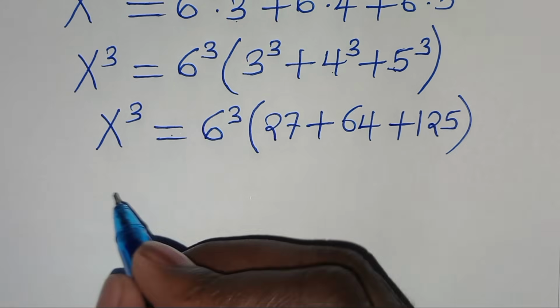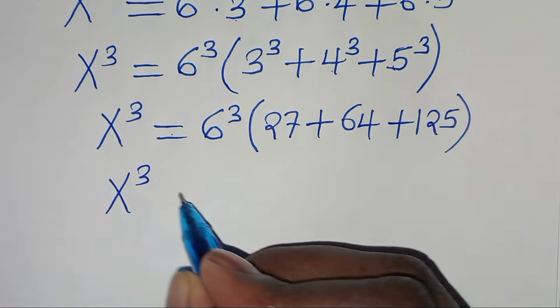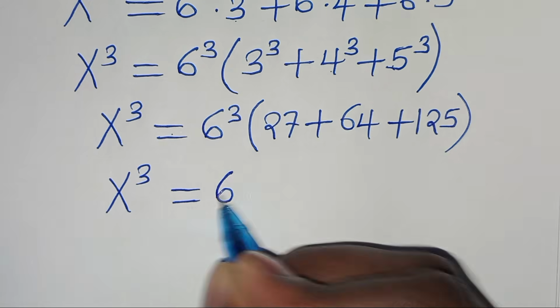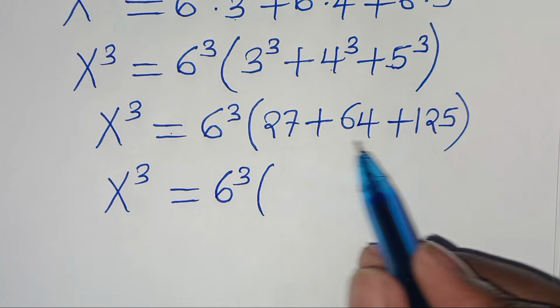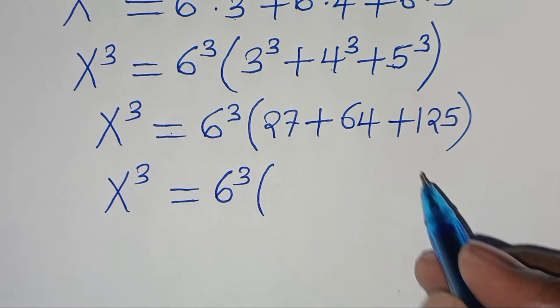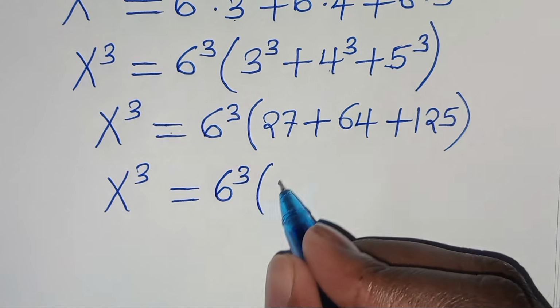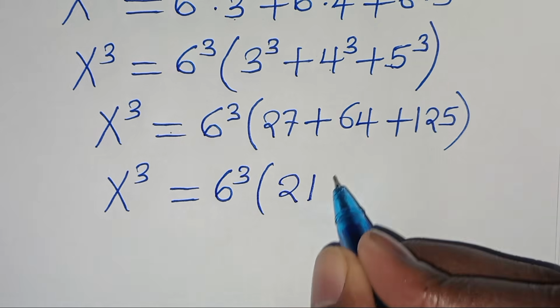The next step is that we have x to the power of 3 equal to 6 to the power of 3 times, in the parentheses, 27 plus 64 plus 125, and this is equal to 216.